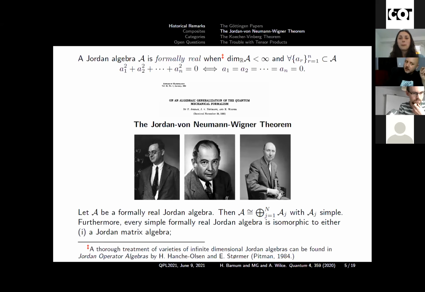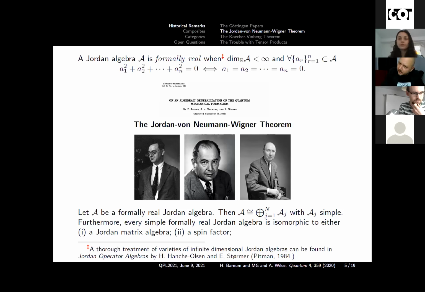Furthermore, every such simple formally real Jordan algebra is isomorphic to one of the following. First, a Jordan matrix algebra, by which I mean precisely the set of n by n self-adjoint matrices over the real field, the complex field, or the quaternionic ring, equipped with the anti-commutator. So that's a Jordan matrix algebra.